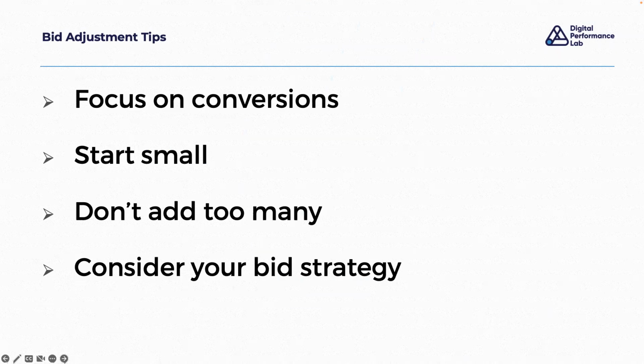Number three, don't add too many. Bid adjustments multiply, meaning if you add multiple and all the conditions are met within a search, your bid could increase significantly. Only add a bid adjustment where there is likely to be real value in doing so, aka where it appears most likely to lead to increased conversions.